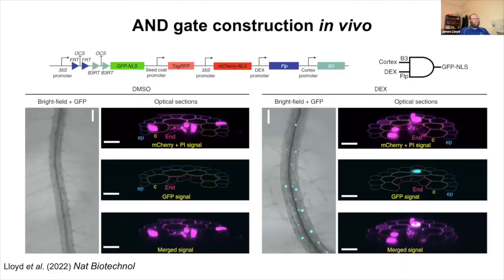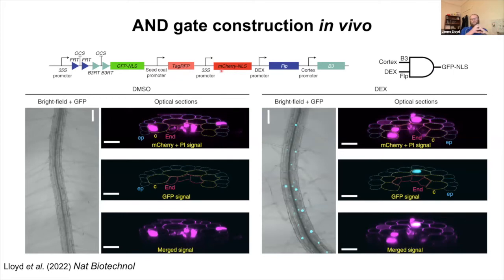So we created another plasmid. This time we're using the 35S promoter. And again, we've got the two different terminators, each removed by different recombinase. We've got nuclear localized GFP as the output. We have a seed coat marker for selection of transformed plants. We have a constitutively expressed mCherry that is also nuclear localized.